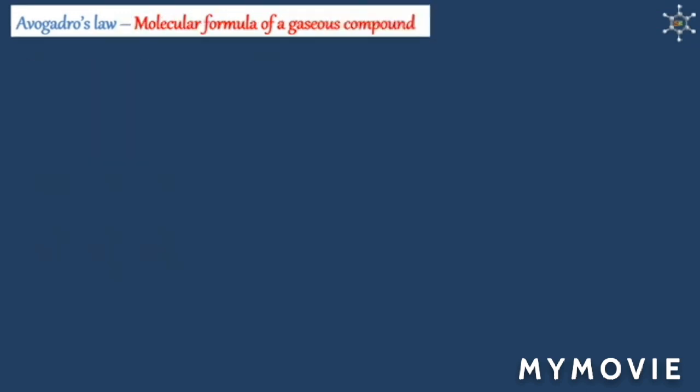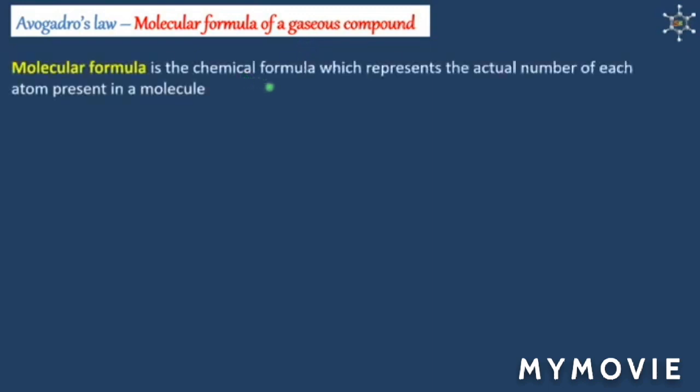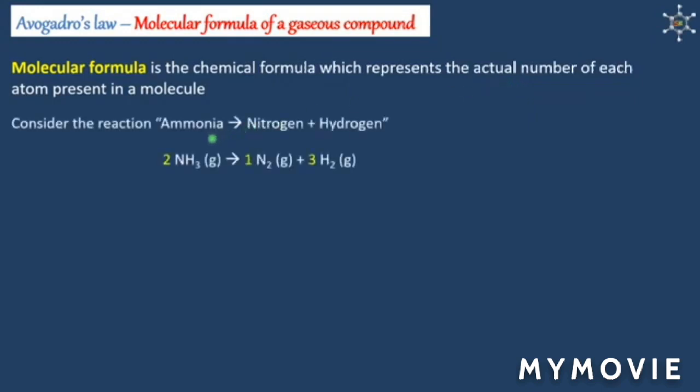Third application of Avogadro's law. It can be used to find out the molecular formula of a gaseous compound. Molecular formula is a chemical formula which represents the actual number of each atom present in a molecule. Let us consider the reaction ammonia giving nitrogen and hydrogen. The balanced equation is 2 molecules of ammonia giving 1 molecule of nitrogen and 3 molecules of hydrogen.